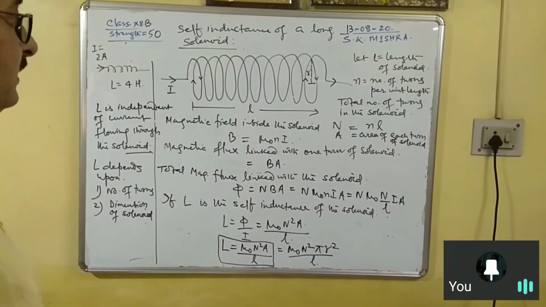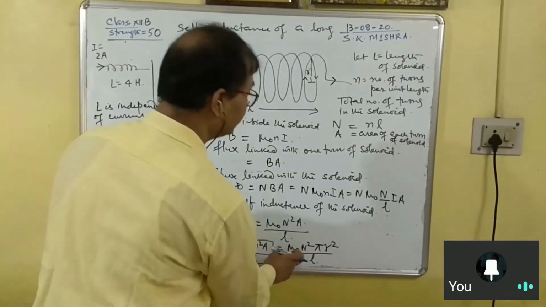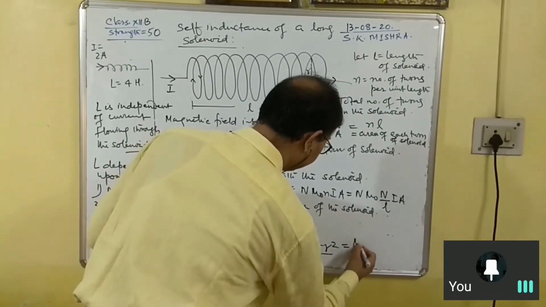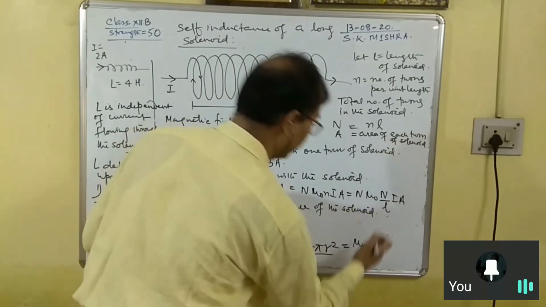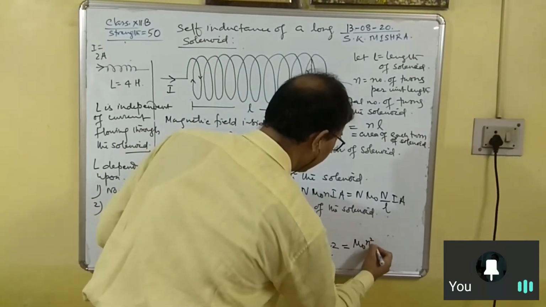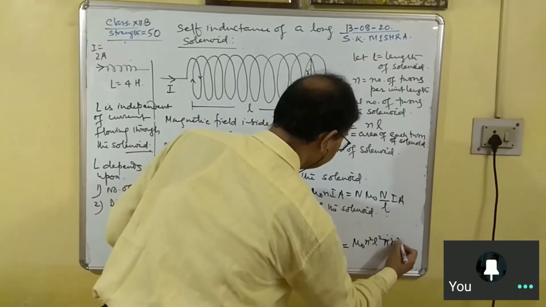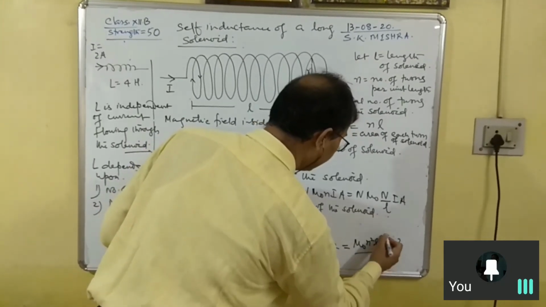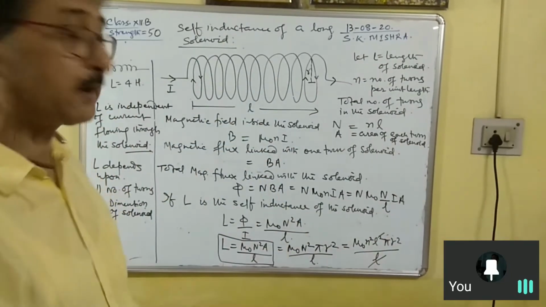And then in other words, you can write this expression in terms of small n also. So if you want to write in small n, then it is mu naught. See, this capital N square is n square L square. Okay, n square L square, then pi r square divided by this L. So should I cancel one of the L? So then n means number of turns per unit length.